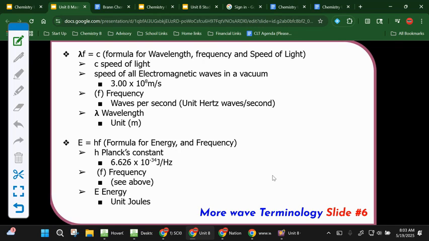What this means, ladies and gentlemen, is every different wavelength of light, every different color, has a different frequency and a different energy. Okay? And that is the way it is. Joules is not on there. You do not have to worry about it. Questions?